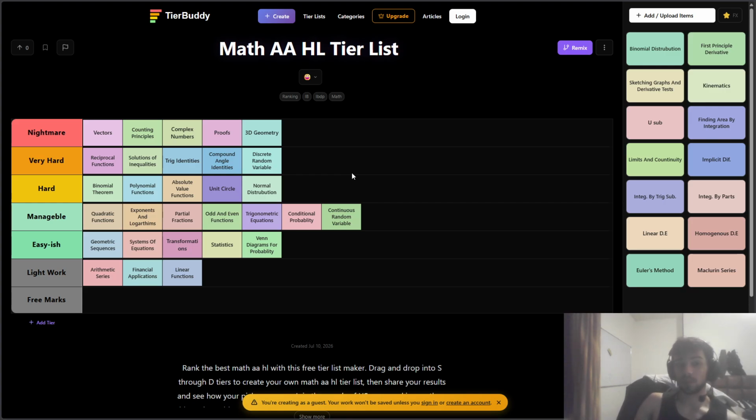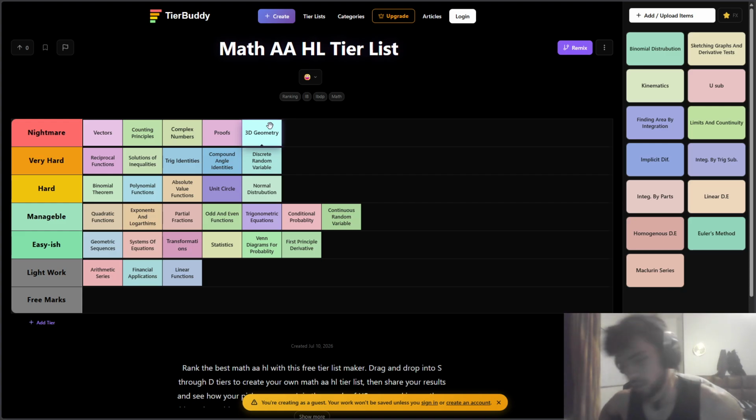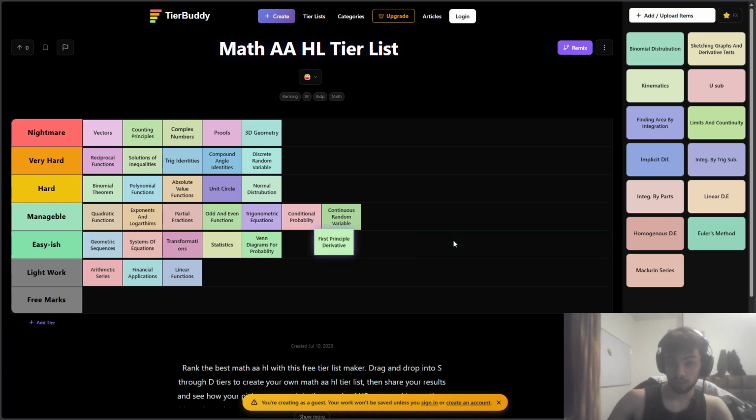First principles derivative, super fun. It's easy, light work even. Just take the limit and sum, though the algebra is difficult. Yeah, it doesn't come up. It's easy-ish. It's not light work, because sometimes you have to multiply by the conjugate and stuff like that. So due to the algebra, I'm going to bump it up to manageable tier.